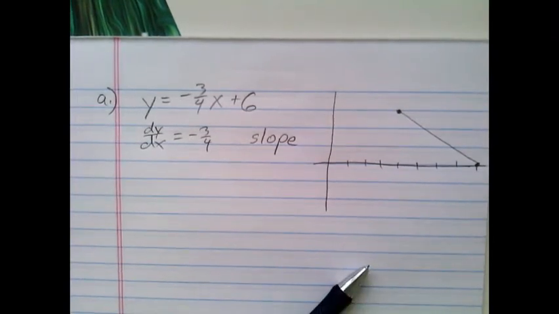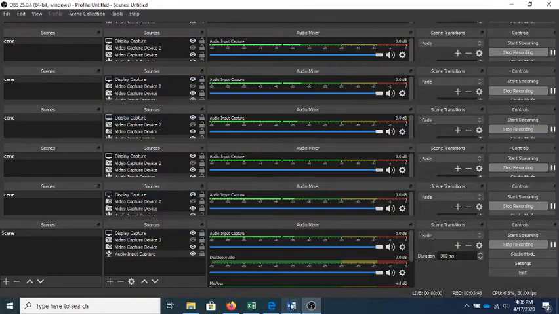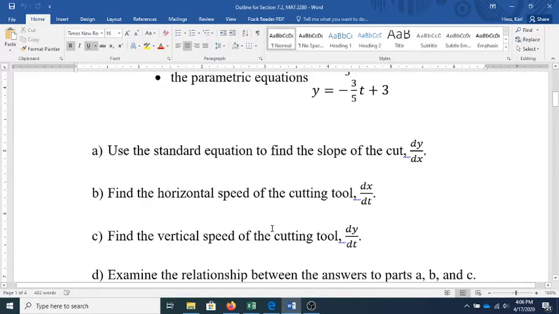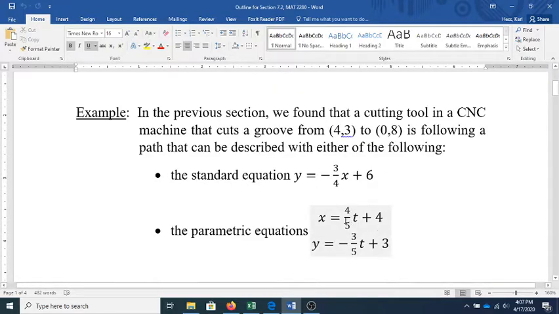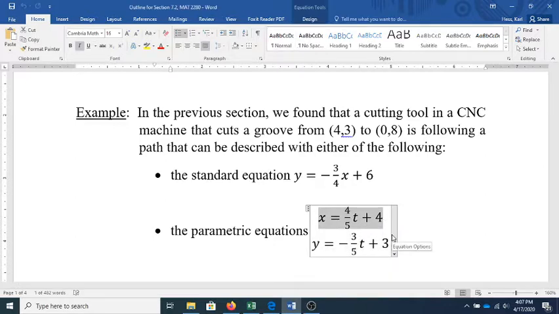But now, let's actually talk about our speeds. So in part B of the outline, it says, find the horizontal speed of the cutting tool. Okay, now remember, x is measuring horizontal distance. Speed is the rate of change of distance with respect to time. So if I want the horizontal speed, I need the derivative of x with respect to t, which means I'm going to come up here to my parametric equations where I have an equation that gives me x as a function of t, and I'm going to take the derivative of that to get dx/dt.